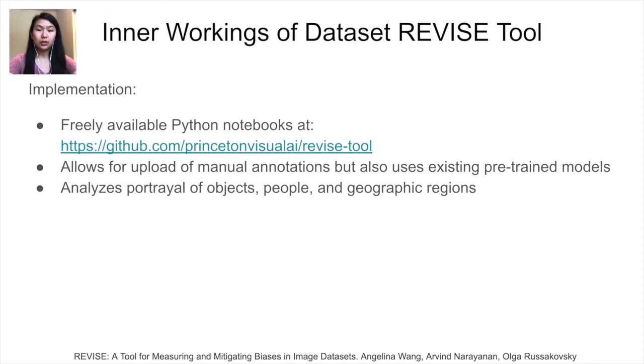Our tool is available as a collection of interactive Jupyter notebooks that allow customization. Users simply need to supply their dataset, which includes images and annotations. Our tool then uses a combination of pre-trained models to gather additional annotations, as well as fits new models to the dataset in order to discover patterns that arise. The analysis is done along 3 dimensions, looking at object classes, people of different genders, and different geographic locations.